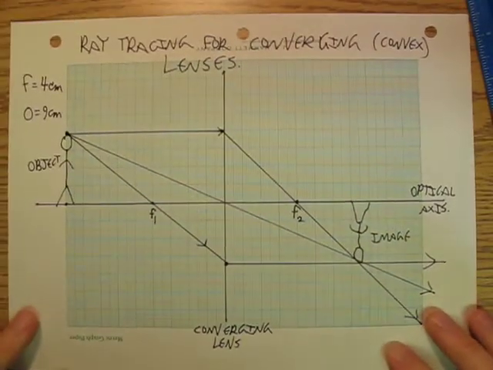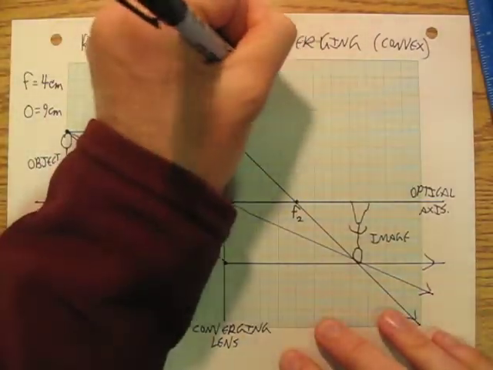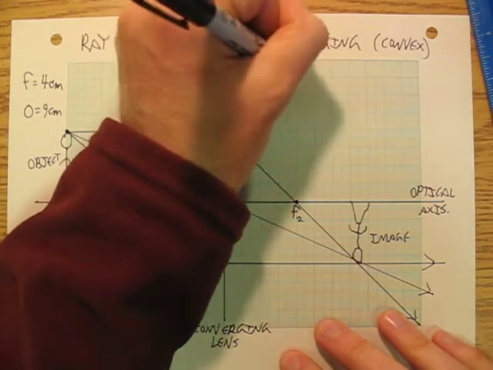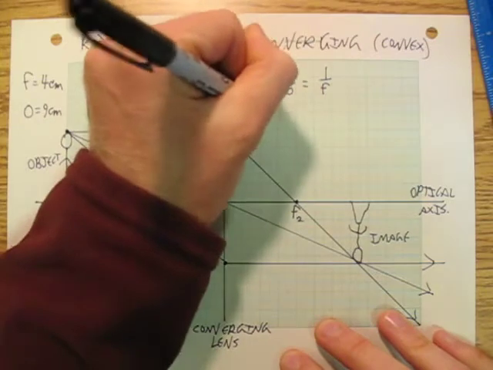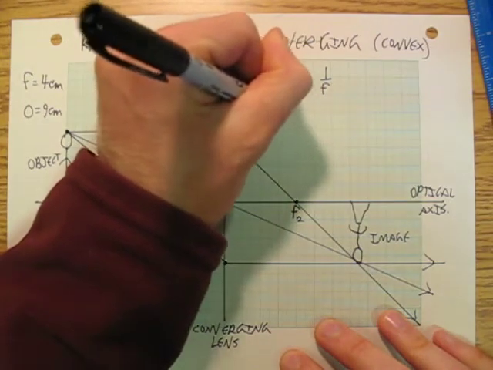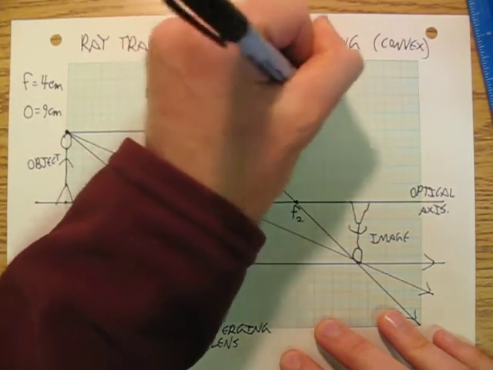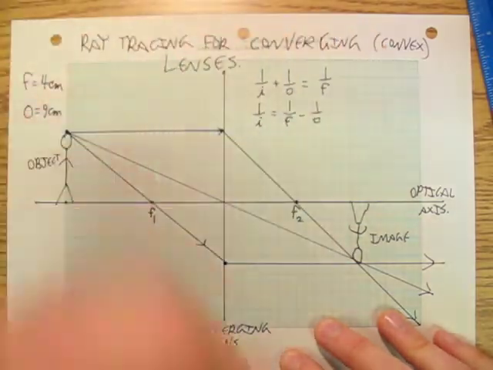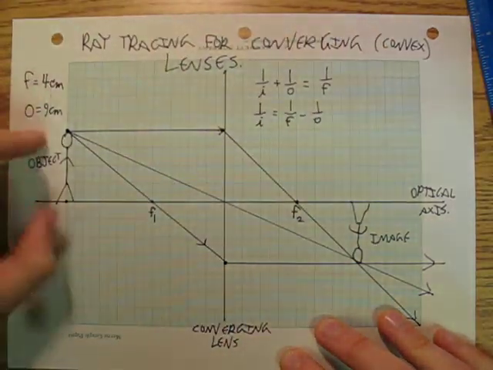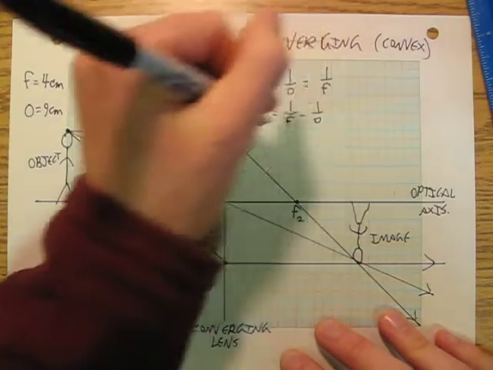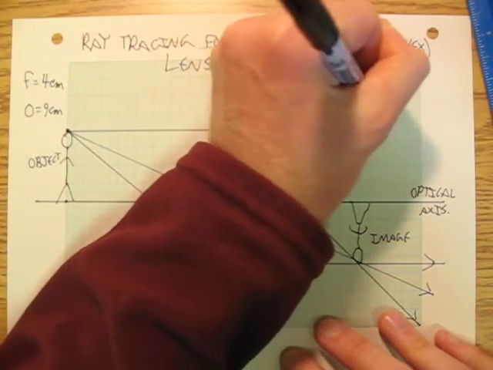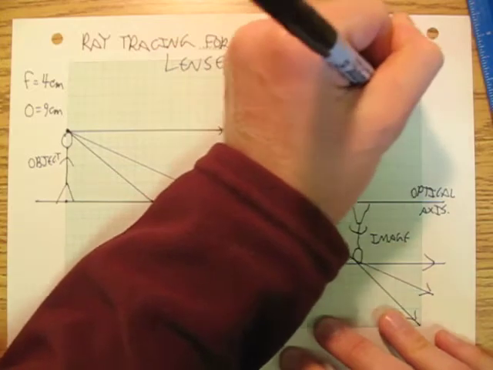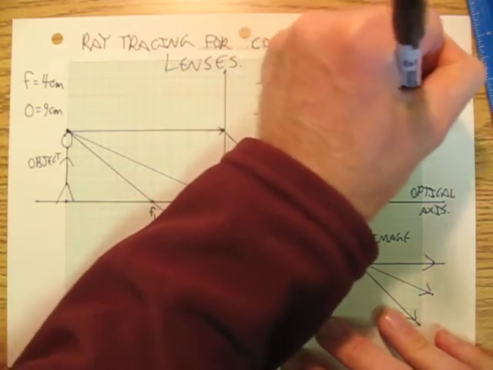And once again, we even have the same equation. 1 over I plus 1 over O is equal to 1 over F. And so my 1 over I is going to be 1 over F minus 1 over O. And so for 9 and 4, we're going to have 1 over I is equal to 1 over 4 minus 1 over 9.